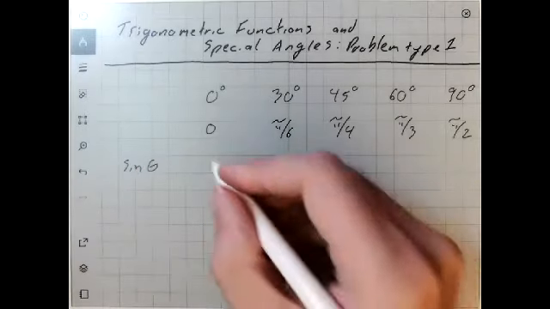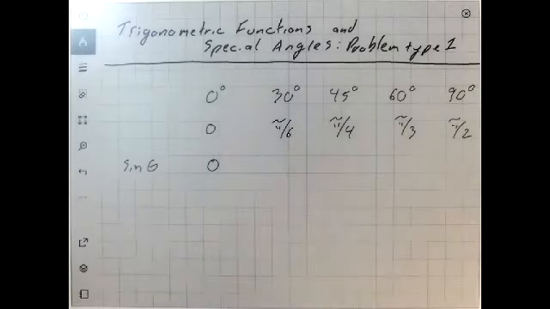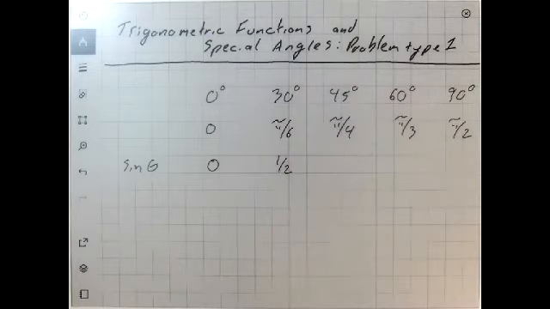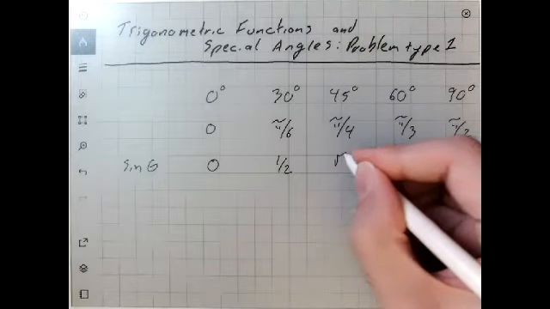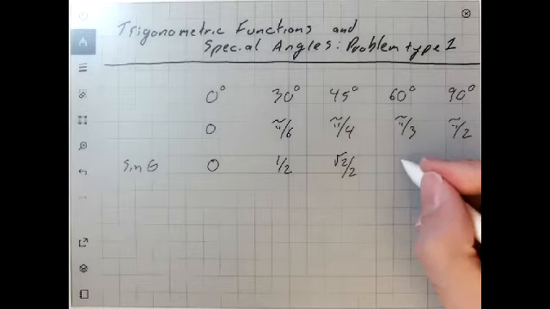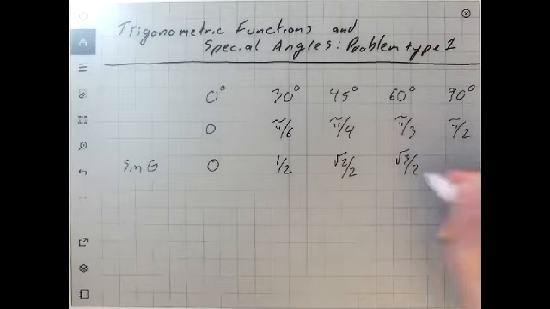The sine of 0 degrees or 0 radians is 0. The sine of 30 degrees or pi over 6 radians is 1/2. The sine of 45 degrees, pi over 4 radians, is the square root of 2 over 2. For 60 degrees, pi over 3 radians, it's the square root of 3 over 2. And for 90 degrees, pi over 2 radians, you end up with 1. Which is a seemingly random list of numbers.